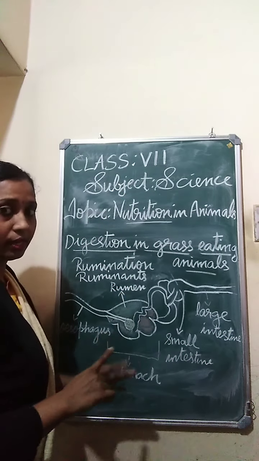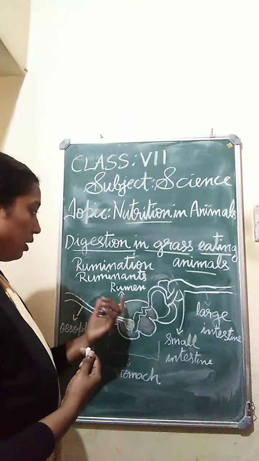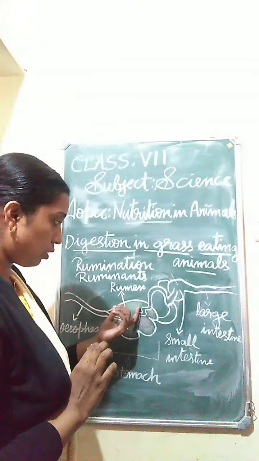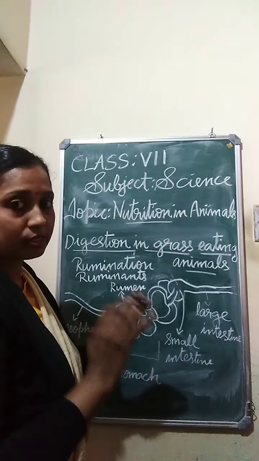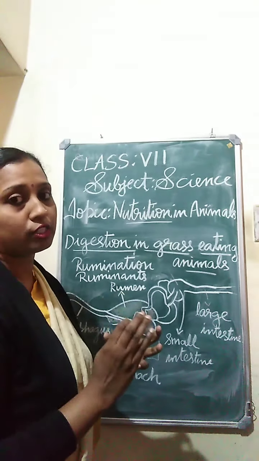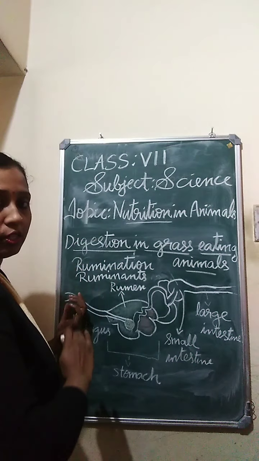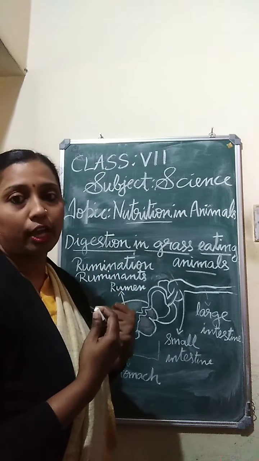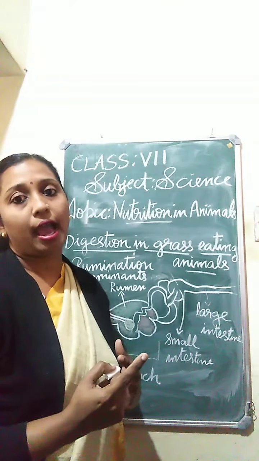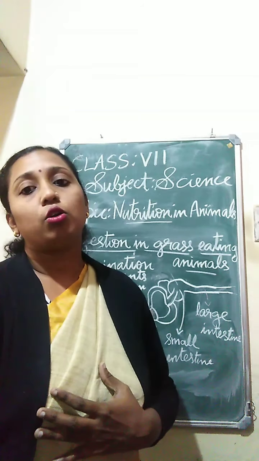So in a grass eating animal, they will swallow the grass, and this grass reaches the rumen, the part of the stomach. Inside the rumen, the food is partially digested, and that partially digested food is called cud. After some time, this cud returns back to the mouth itself, and the animals chew that food. That process is called rumination, and these type of animals are called ruminants.